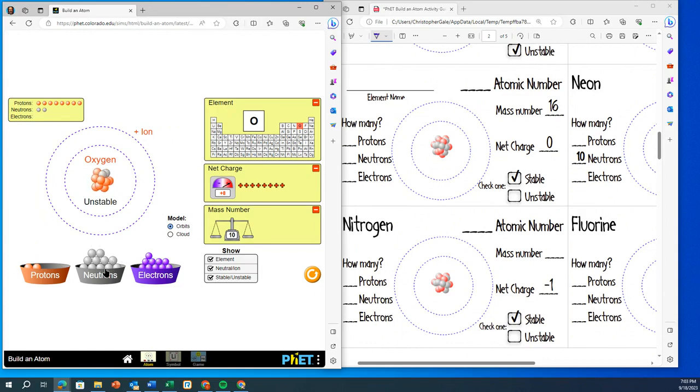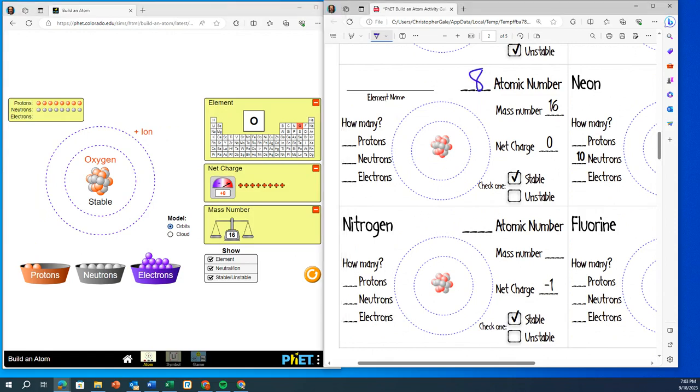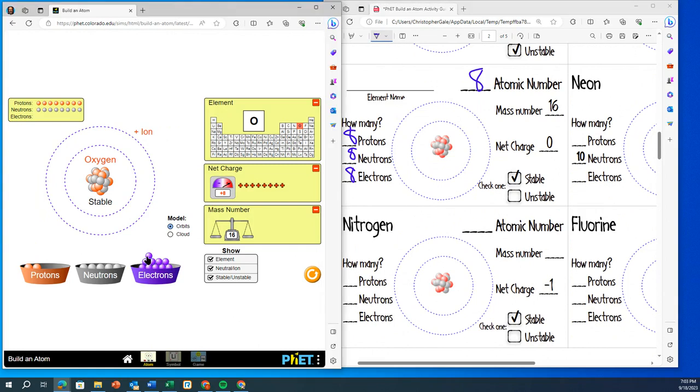1, 2, 3, 4, 5, 6, 7, 8. So it is stable, has a mass of 16. Remember, the atomic number is going to be 8. That's the protons, right? And we're looking for 0 net charge. So remember, 8 protons, 8 neutrons, and 8 electrons. Protons and electrons cancel each other out.